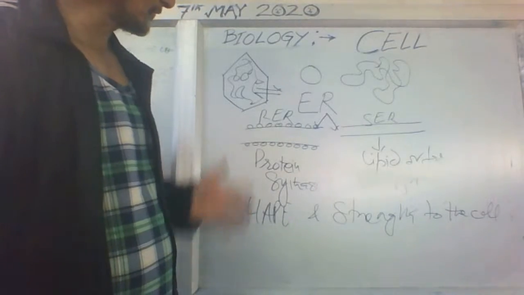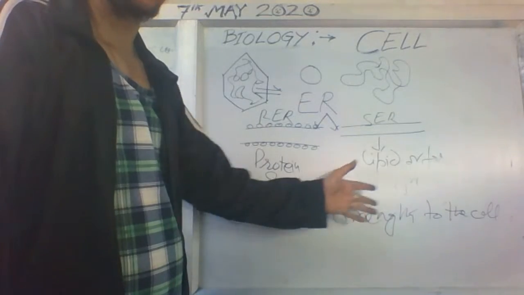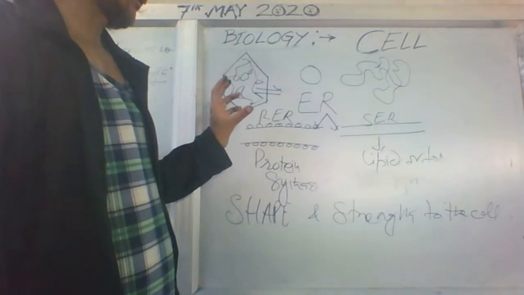Important, no? The protein synthesis. This gives shape and strength. What shape and strength? The endoplasmic reticulum gives shape and strength to the cell.